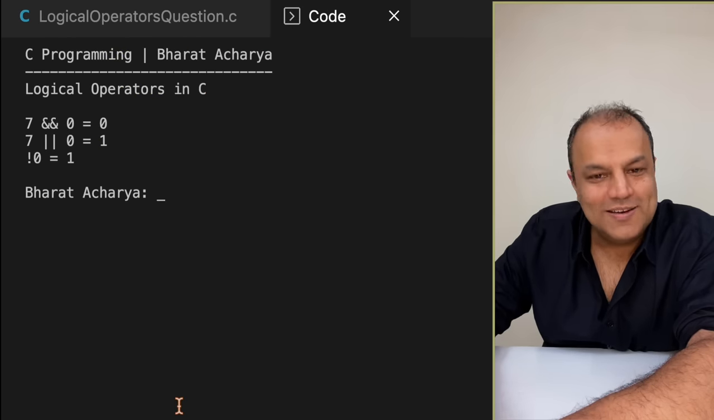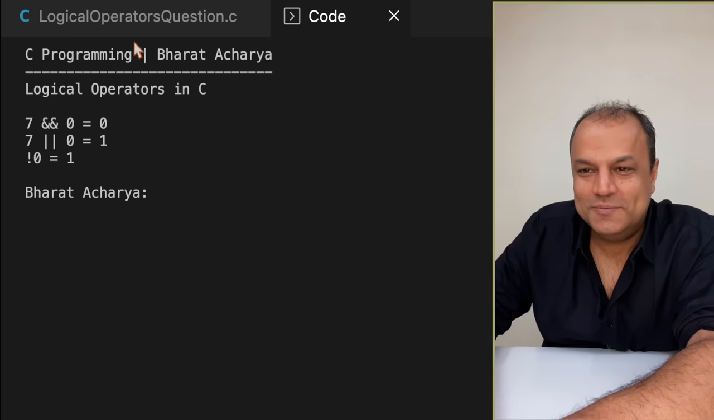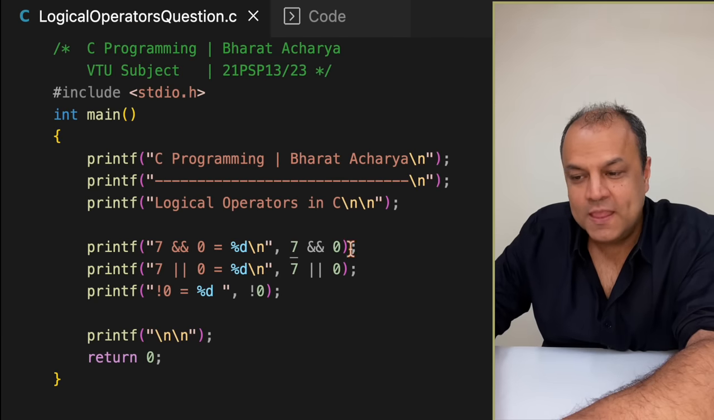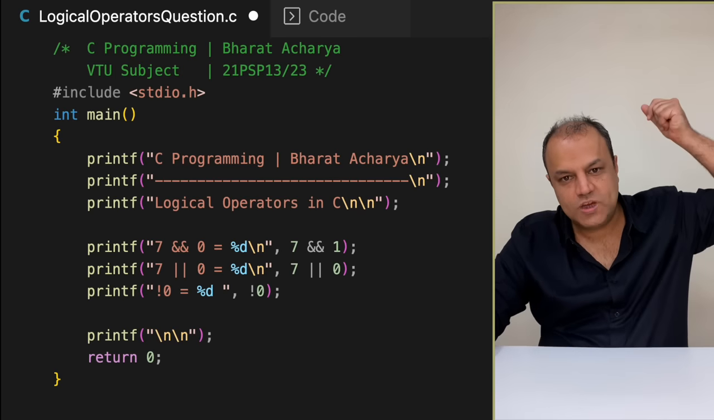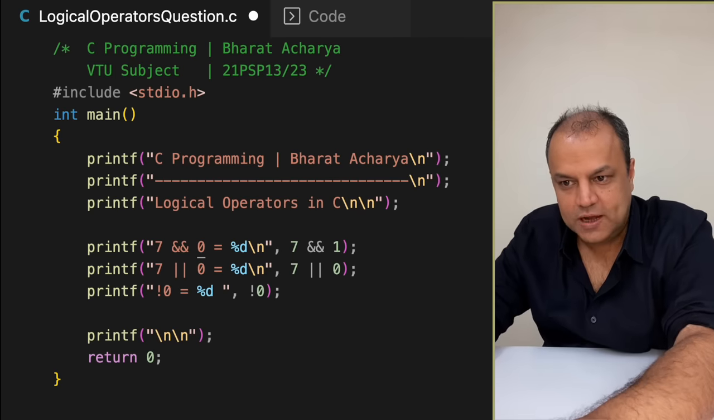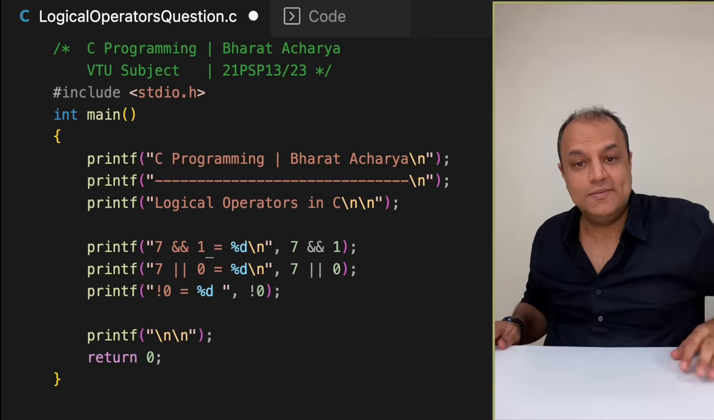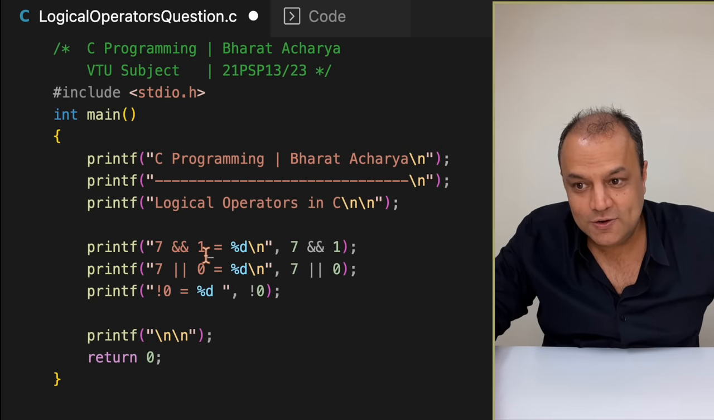0, 1, 1. Can you see that? So let's play with this. Instead of 7 and 0, suppose I write 7 and 1. Now you answer. What should be the output of 7 and 1? Please answer.